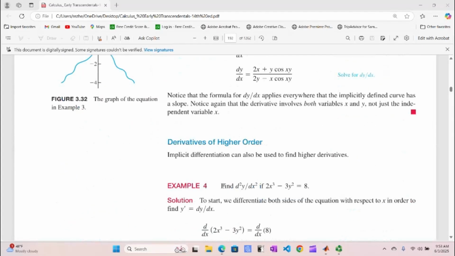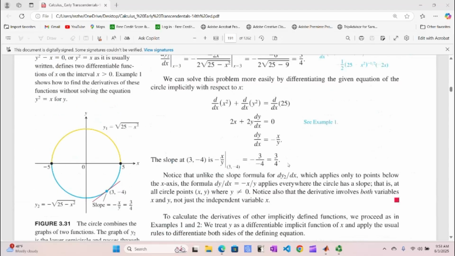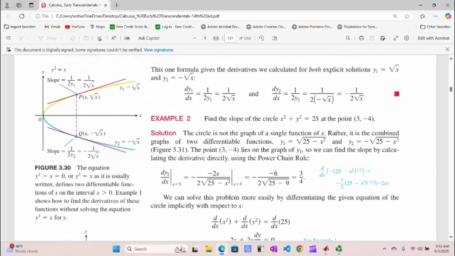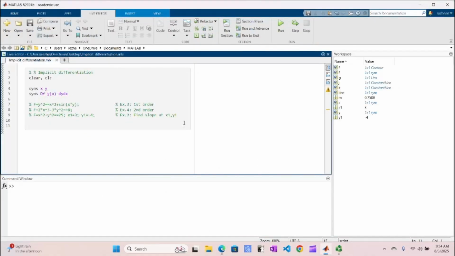And then we're also going to look at higher order, example 4: d squared y over dx squared if 2x cubed minus 3y squared equals 8. And then in the last example, I will show you example 2 of this book. So we're going to find the slope of the circle x squared plus y squared equals 25 at the point (3, -4). And we're also going to graph this example and get a graph like this, figure 3.31. All right, so let's jump over to MATLAB.